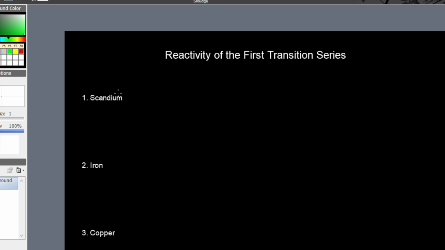Here we have scandium, which is located on the left side of the first transition series. Scandium, let me write it, Sc 21. Iron, which is located nearly in the middle of the first transition series, Fe 26. And copper, Cu, which is located at the end of the first transition series, copper 29.